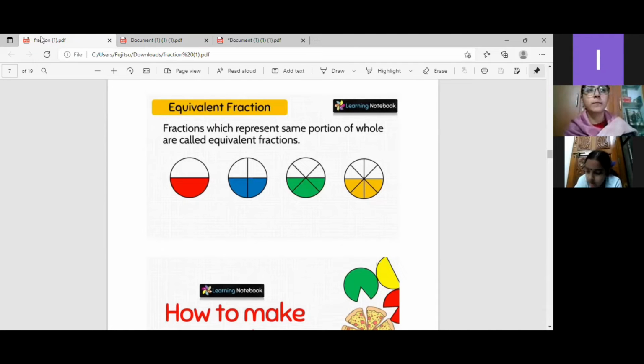Ma'am, I want to know how to make these equivalent fractions. To make an equivalent fraction, you have to multiply the numerator and denominator with the same number. This is a simple rule you have to keep in your mind, that whenever you are making an equivalent fraction, you have to multiply or divide. Always remember, when you have a smaller number you multiply, when you have a larger number you divide. Dividing means you get a smaller number, and multiplying means you get a larger number. But in this case you have to multiply the numerator and denominator by the same number, or divide both numbers by the same number. Just keep this in mind.